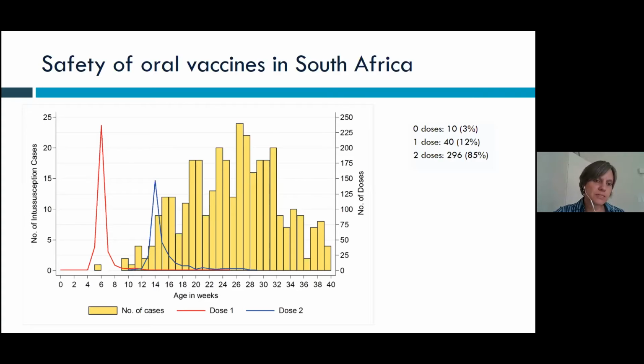And the number of intussusception cases increased as with global intussusception rates, which tend to increase at around 3 to 4 months of age, with a peak at around 7 to 9 months of age. And this coincides with the second dose of rotavirus vaccine. I think this is part of why it's been so difficult to iron out the risk with intussusception, because naturally occurring intussusception tends to occur at the same time that we're vaccinating these kids.